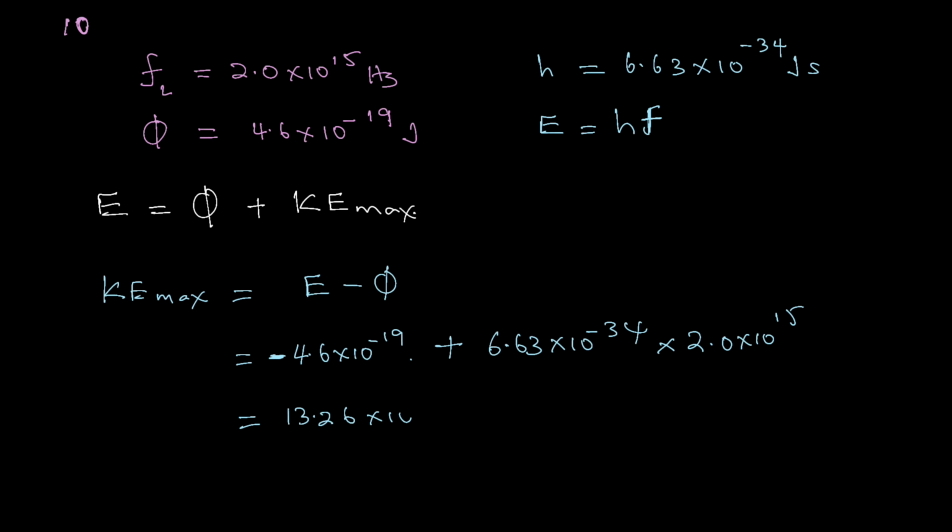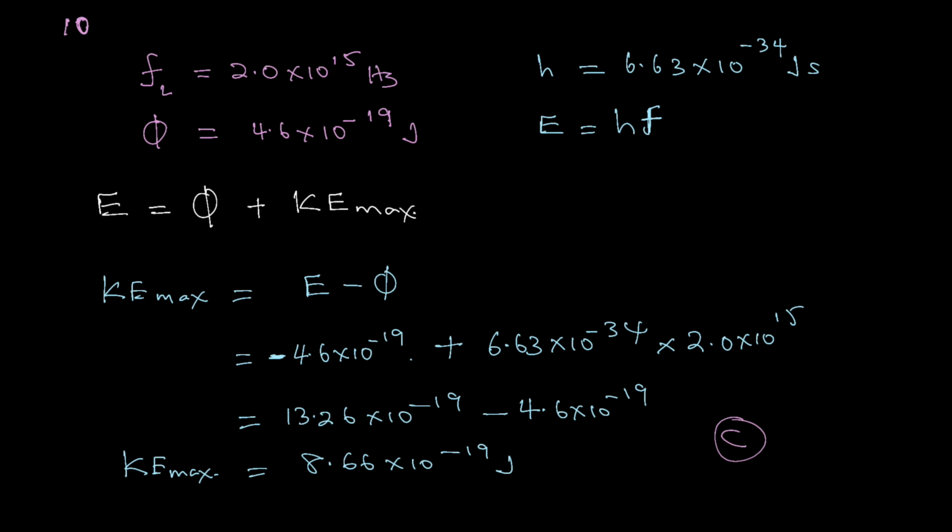13.26 times 10 to power minus 19 minus 4.6 times 10 to power minus 19, and that gives 8.66 times 10 to power minus 19 joules. So that is the kinetic energy max. So from the answers given to us, we can see that the correct answer will be C, because that C value is the kinetic energy max, and that's 8.7 times 10 to the power minus 19 joules.